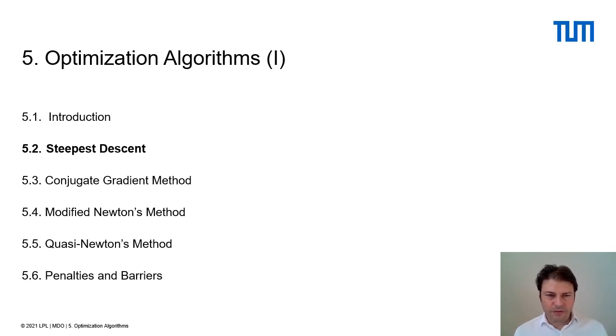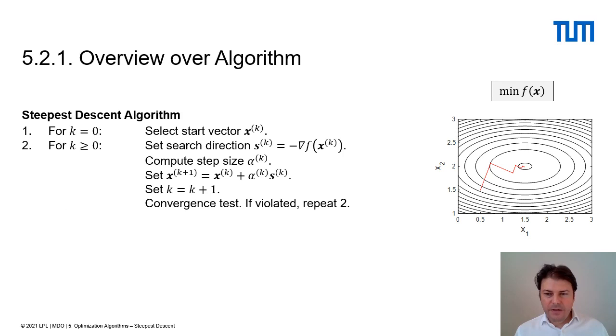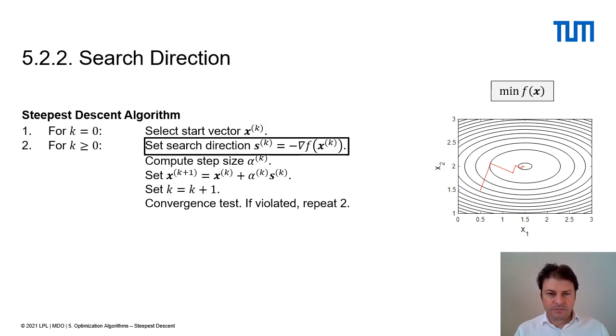So let's look at the first optimization algorithm for unconstrained problems, which we call steepest descent. The steepest descent algorithm is pretty intuitive. I'm going to go through it step by step. So the first step is where we select a start vector. And then the second step is that we specify a search direction in which we want to move our candidate design, xk.